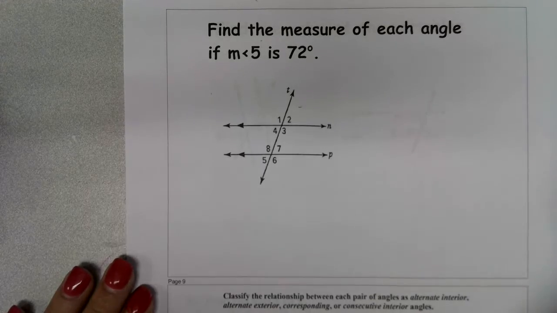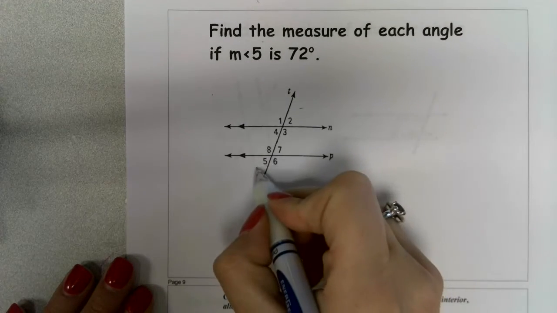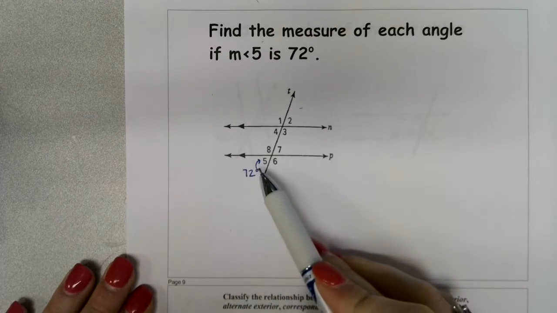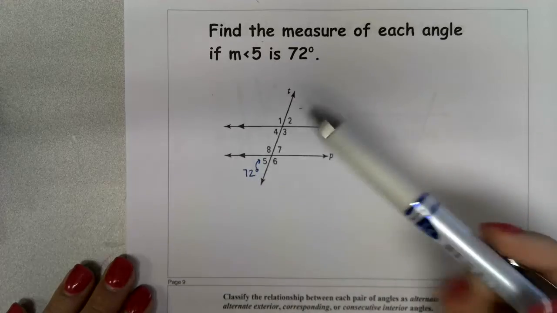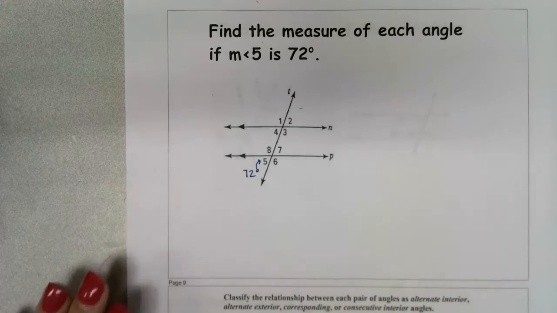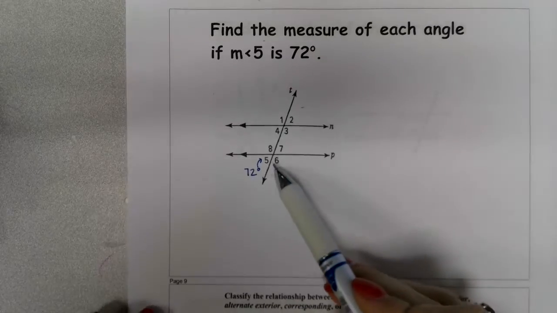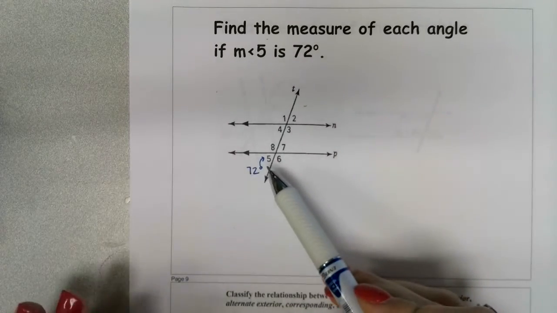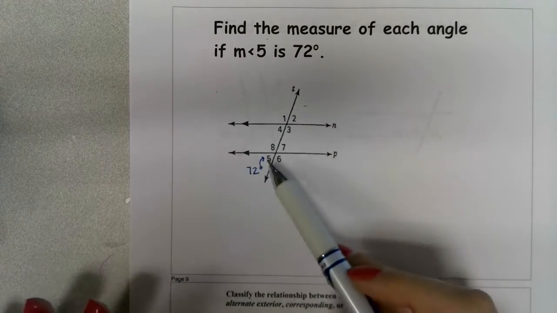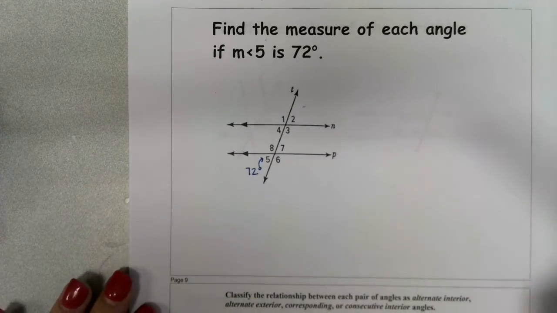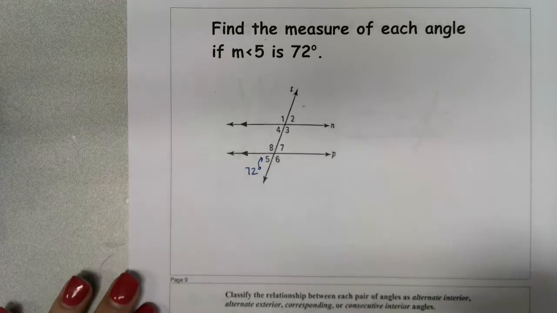So it only tells me that the measure of angle 5 is 72 degrees. And from this one angle, I am going to be able to figure out all the other angles on this diagram, okay? All right, so if I am looking at angle 5, there's multiple ways that I can do these angles and figure out what all the angles are going to be, okay? But let's start off with something that we just learned, okay?